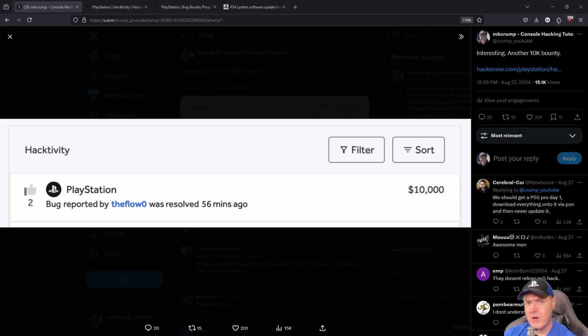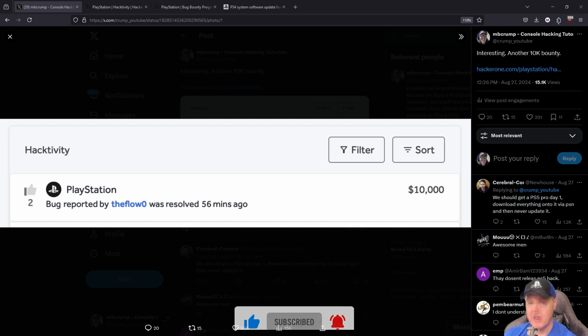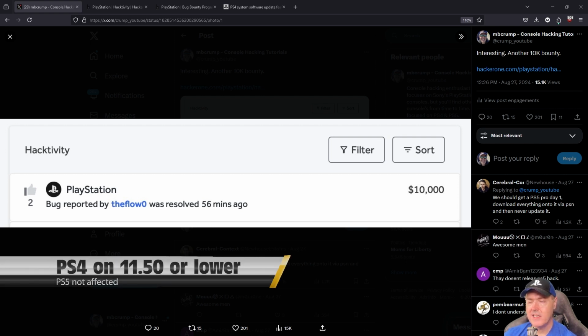So 1 hour after theflow disclosed this latest bug on HackerOne, I released this tweet and I said, interesting, another 10K bounty. Now, I haven't spoken about this just yet, mainly because I was trying to investigate and see what I believe this is going to affect. And I'll just say it right now. I absolutely believe this is only going to affect the PlayStation 4 on 11.50 and basically under. This will not have anything to do with the PlayStation 5.